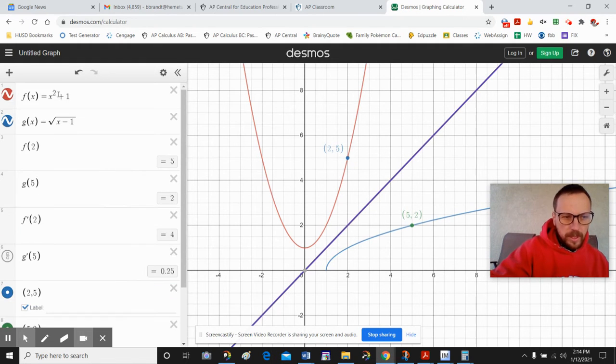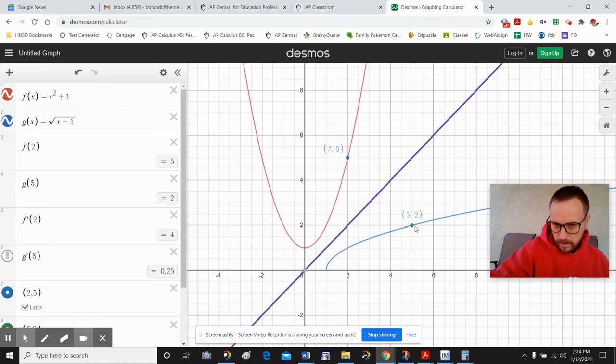And so right here, I put these two equations. f of x equals x squared plus 1, and g of x is the square root of x minus 1. And f of 2 is 5, and just to prove that they're inverses, g of 5 is 2. And so you can see that's how we get those points. So f prime of 2 is 4. We just talked about that, because that's this point.